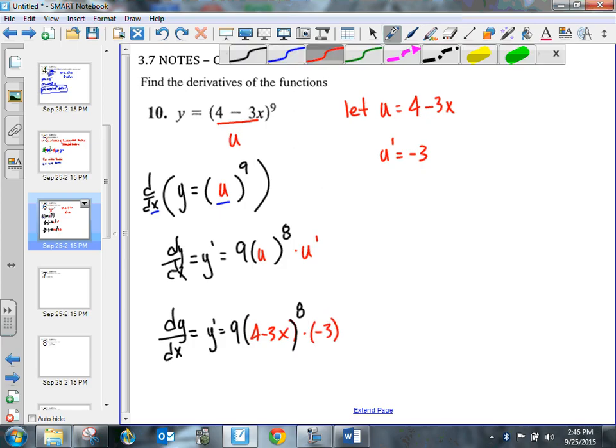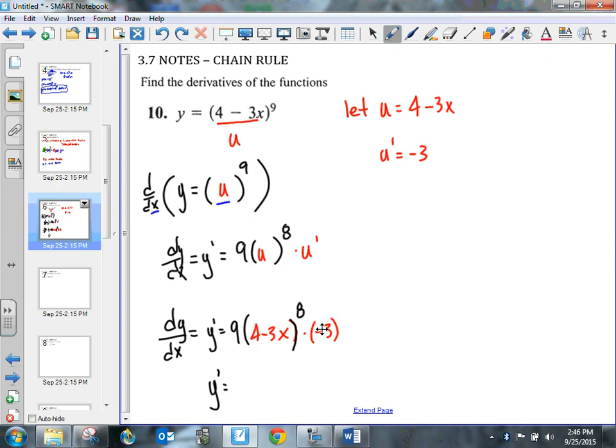We can simplify this a little bit. We end up getting that y prime is equal to negative 3 times 9, which is negative 27, times 4 minus 3x to the 8th power. So that's our derivative using the chain rule. Now, you could multiply this out 9 times, but that's no fun. I think this is a little bit more fun.